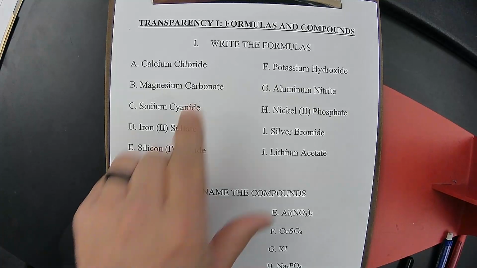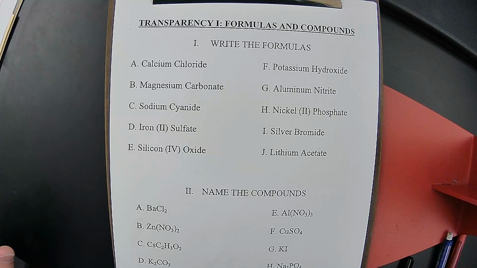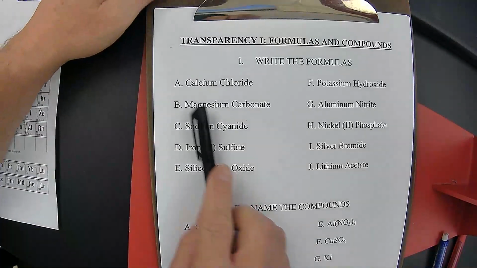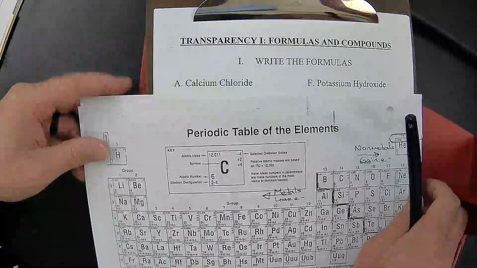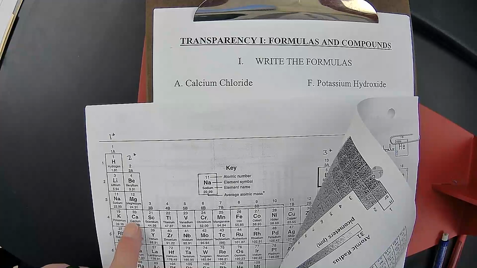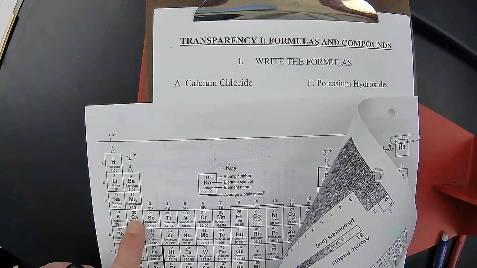In this video, we're going to work through several examples on the worksheet Transparency 1, Formulas and Compounds. So first off, the one I want to do is letter A, calcium chloride. The first thing that I'm going to look up on our periodic table is calcium. Calcium is in column 2A, so it has 2 valence electrons.